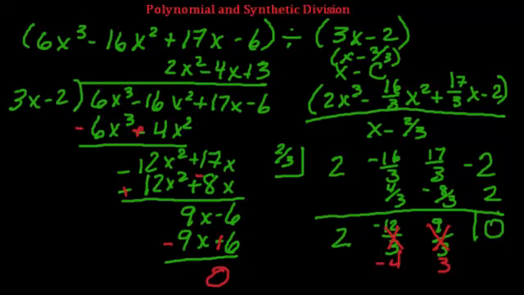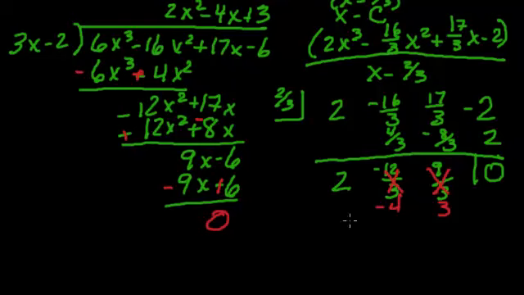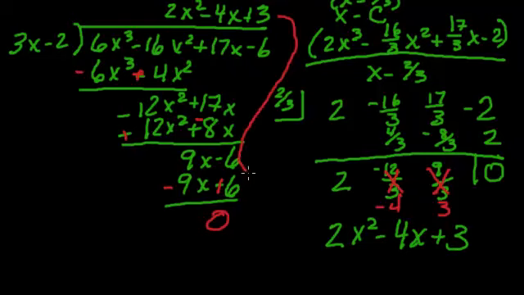Let's see what we've got. I'm going to get 2. My terms decrease by a power, so it's going to be 2x squared minus 4x plus 3. And it doesn't matter which way you do this, you still get the same answer.